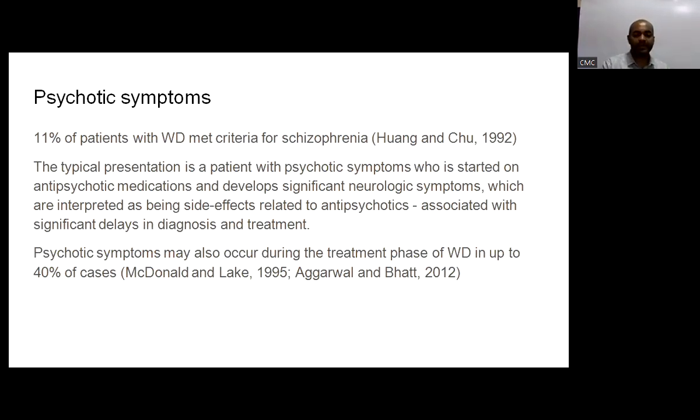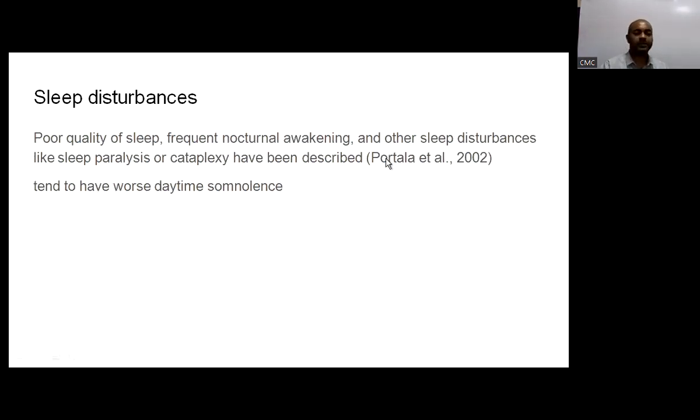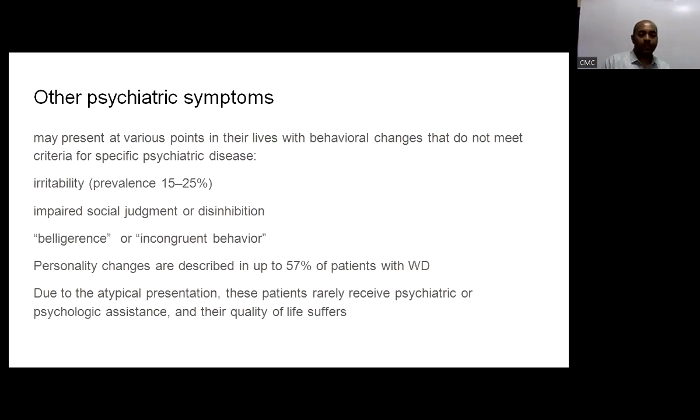So a typical presentation is a patient with psychotic symptoms, started on antipsychotic medications, who developed significant neurological symptoms, interpreted as being side effects related to antipsychotics. Sleep disturbances can also be seen. Now, other psychiatric symptoms: irritability, impaired social judgment, disinhibition, belligerent behavior, incongruent behavior, personality changes, etc. can be seen. So due to these atypical presentations, the correct diagnosis is most often delayed.